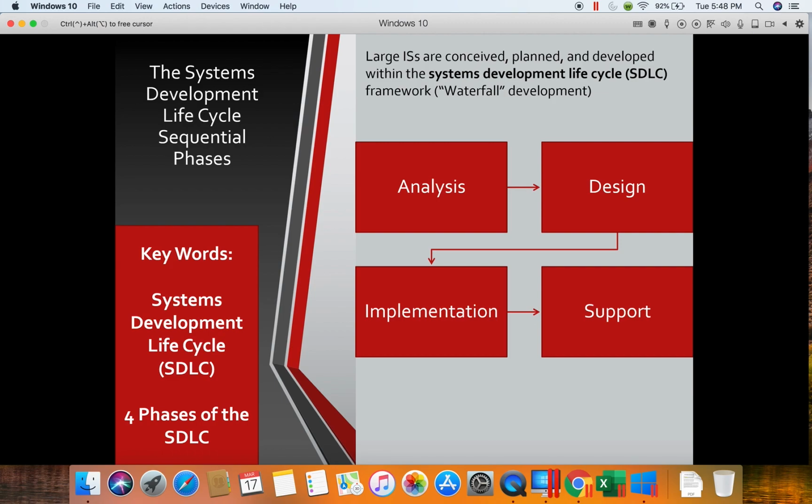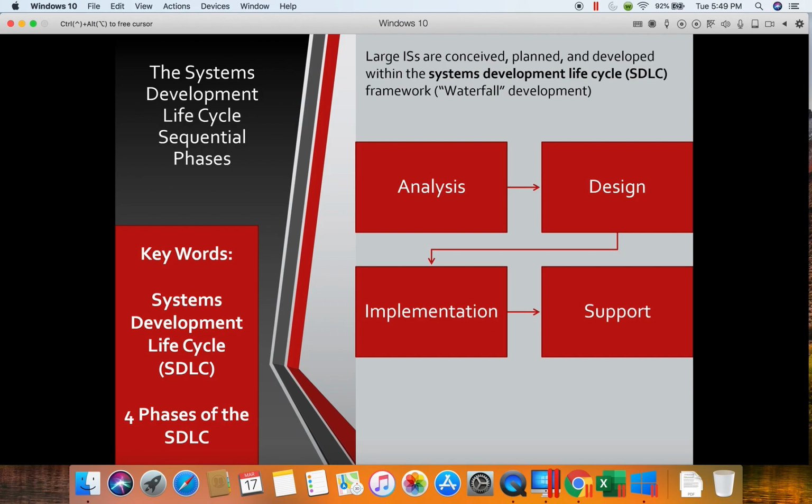The systems development life cycle is a traditional approach. Large information systems that address structured problems like an accounting system or a payroll system are usually conceived, planned, and developed and maintained within this framework called the system development life cycle. This life cycle begins after the planning phase and then moves into these four phases: analysis, design, implementation, and support.